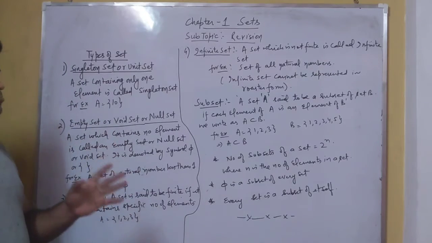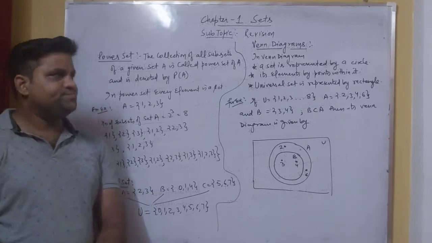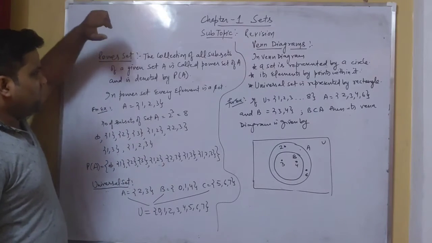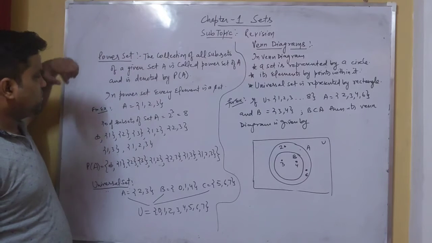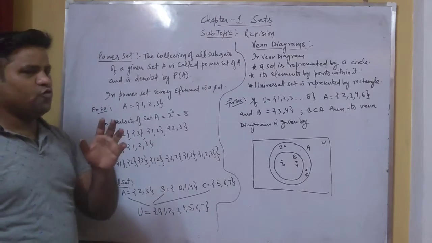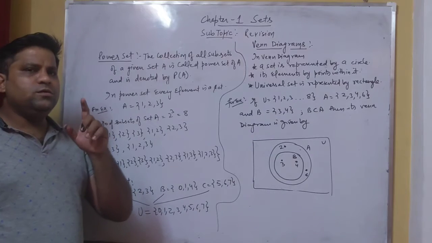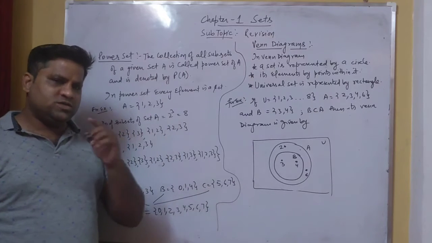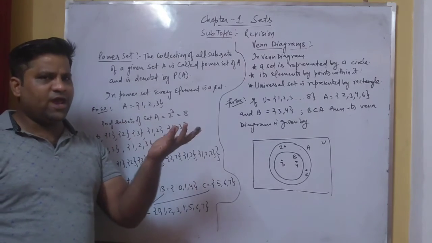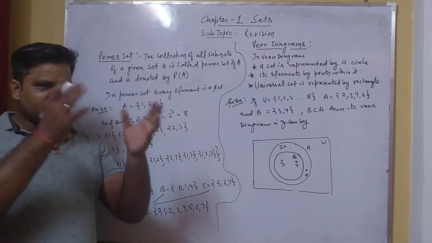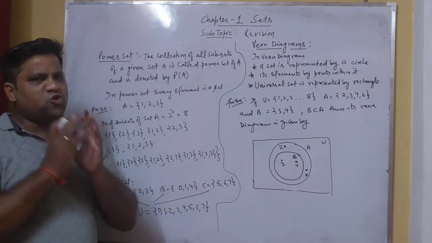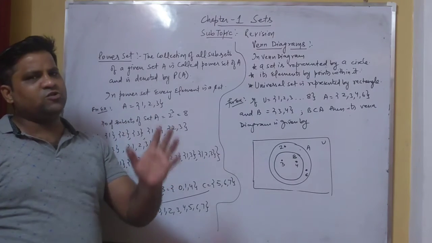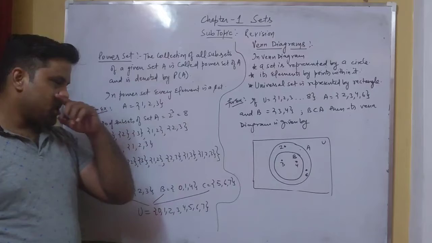Please keep these points in mind. Next topic is the power set. The collection of all subsets of a given set is called the power set of that given set. When we make the subsets of any set, the collection of all those subsets is called the power set.